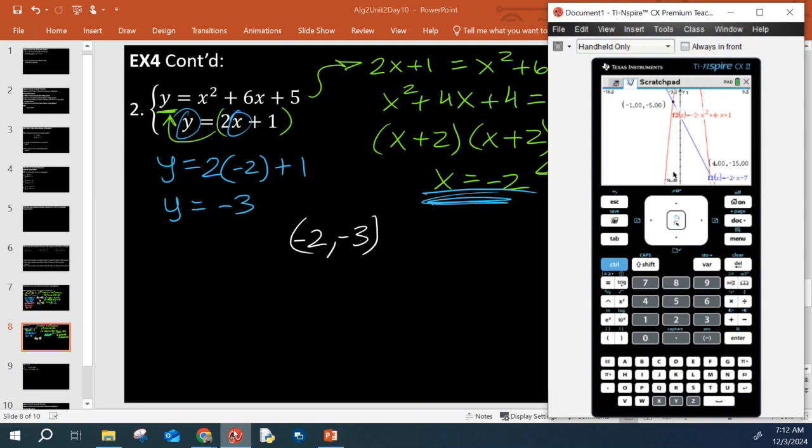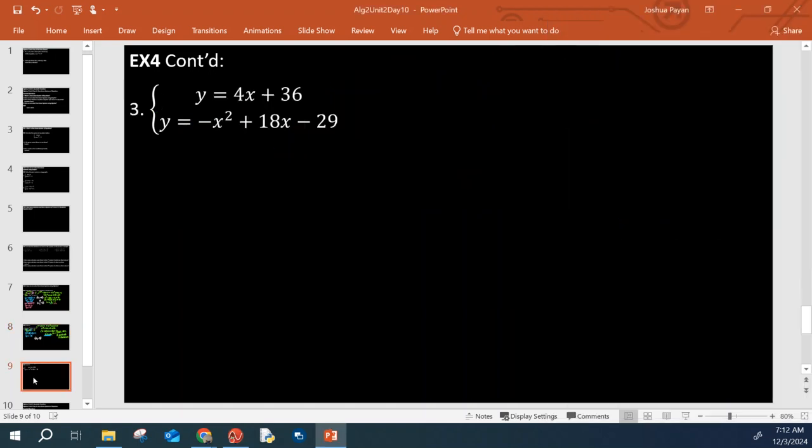And again, if I come here and chuck this in the calculator real quick, so I've got x squared plus 6x plus 5 and 2x plus 1. And I do menu 6, 4. And holy dog crap, there it is. My one point of intersection, right, is negative 2 by negative 3. They only have the single point of intersection. They're perfectly tangent. Okay?